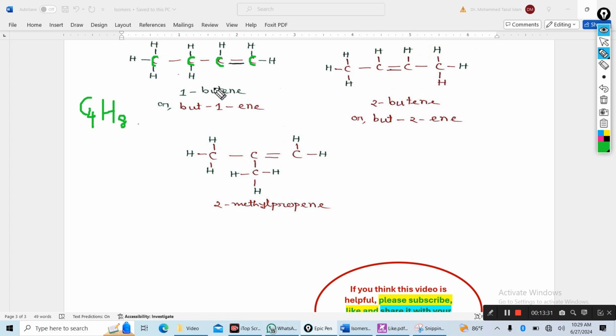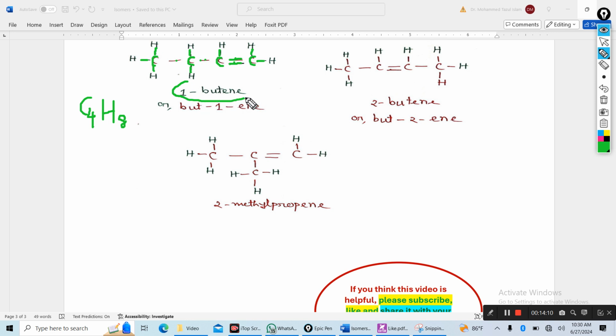As it is an alkene, you have to write 1 double bond. So I write 1 double bond here. Then the right hand side carbon already has 2 bonds, so 1 hydrogen, 2 hydrogen. And this carbon already has 3 bonds, so 1 hydrogen is needed to make the carbon valency 4. And the third carbon, 1 hydrogen, 2 hydrogen. The left hand carbon needs 3 hydrogen. So now this will be 1 butene or 3 butene.